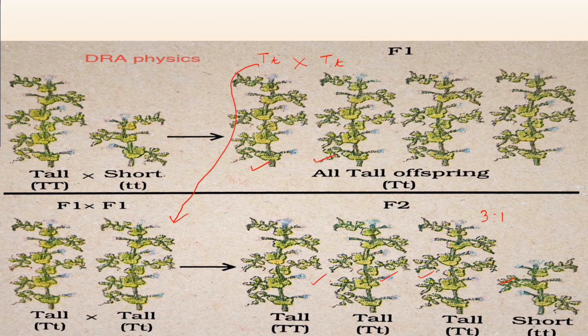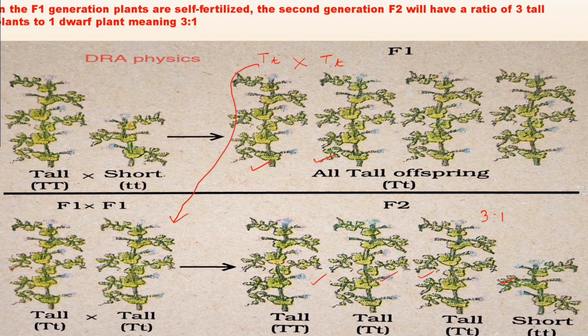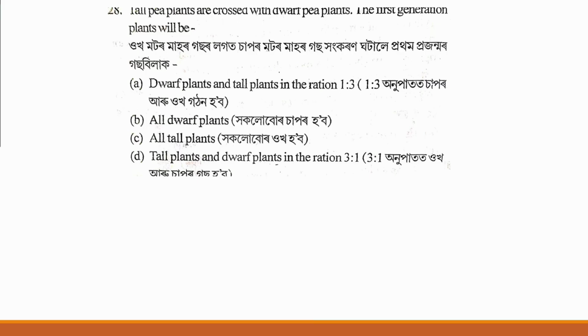So in the F1 generation, plants are self-fertilized. The second generation, F2, will have a ratio of 3 tall plants to 1 dwarf plant, meaning 3:1. So dear students, now we can answer it. Tall pea plants are crossed with dwarf pea plants. The first generation, that means the F1 generation, all plants will be tall plants.